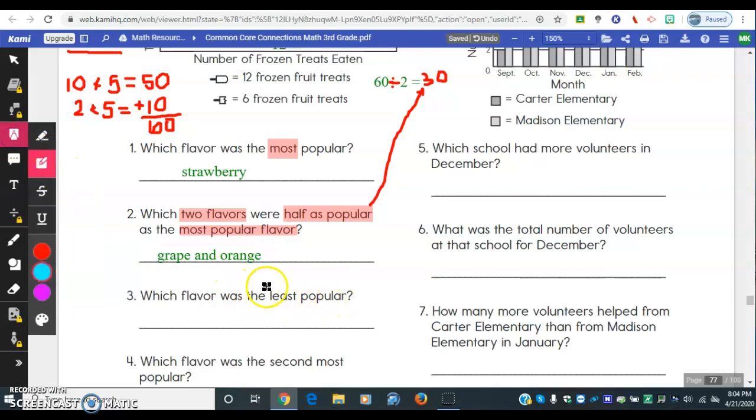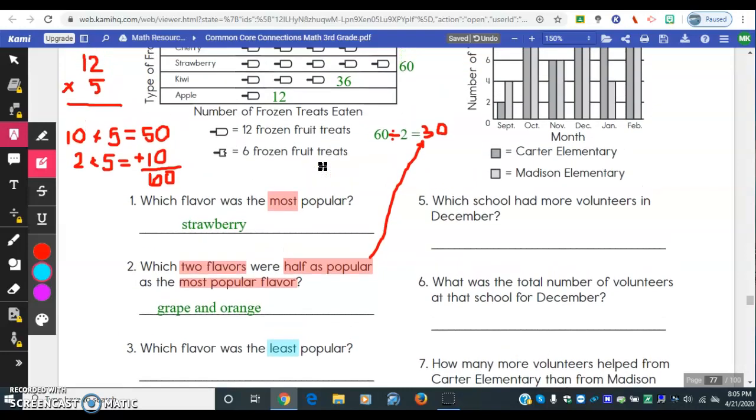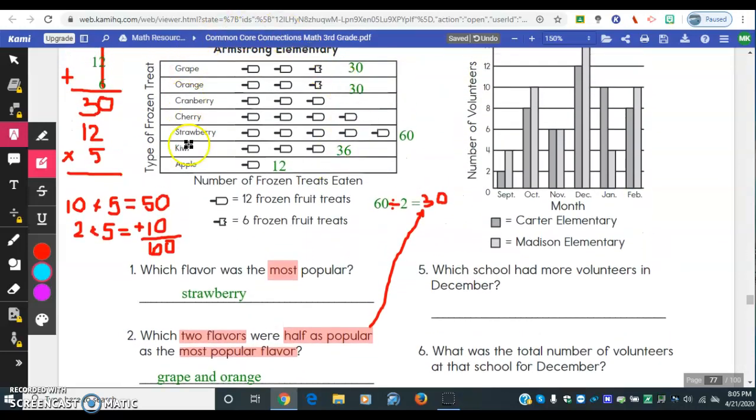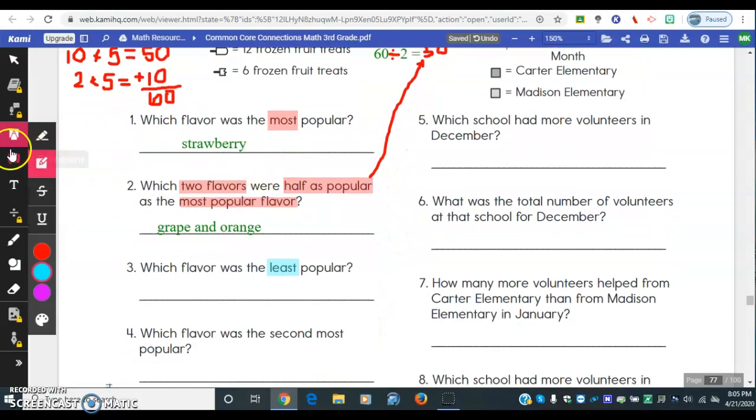Remember that least popular means the less. Least is less. So I'm looking for the one that has the least amount of popsicle pictures, and that would be our apple. So apple was the least popular. I'm going to go ahead and write that.